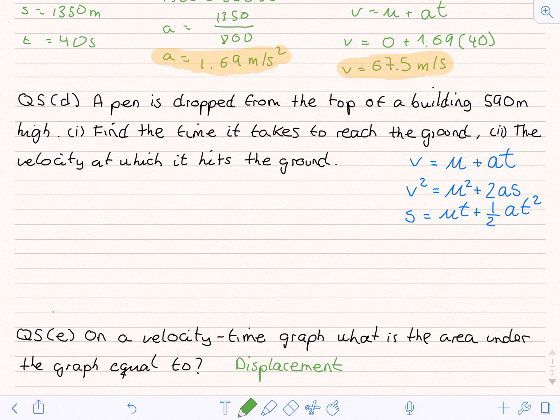Again, the initial velocity is 0. If you don't know why it's here, just stop this video and go and watch my other videos. v, we don't know what it is because the question is asking us. The acceleration is 9.8 meters per second squared because it is the acceleration due to gravity, and the distance is equal to 590 meters. The other thing we're missing is time, which the question is asking us, the time it takes.